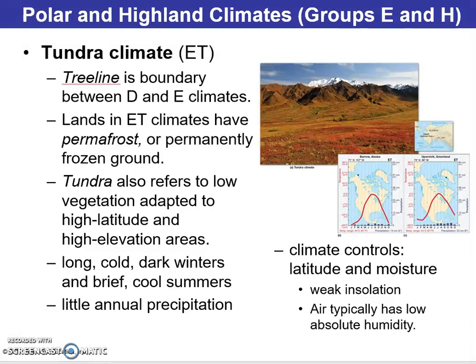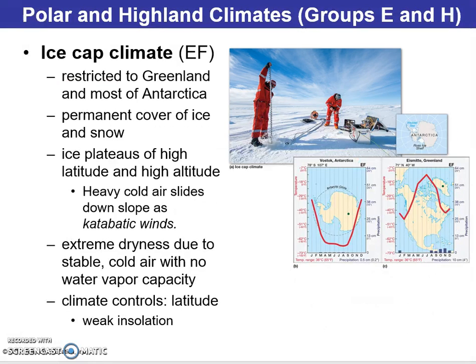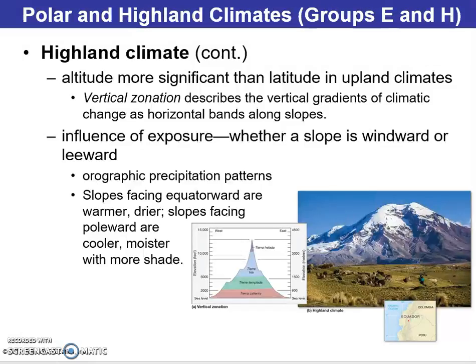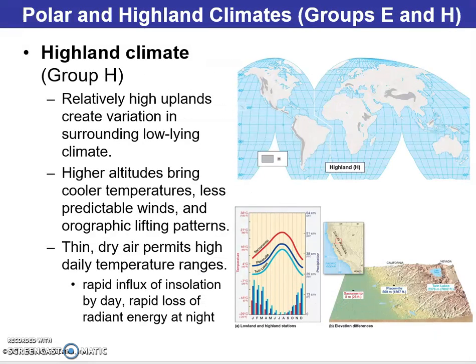Definitely Russia. Ice cap climate, so really we're talking about Greenland, Antarctica. Antarctica's on the South Pole. And highland climates, mostly extreme mountainous areas, so we're probably talking about the Himalayas, the Andes, some of the Rockies in the United States.